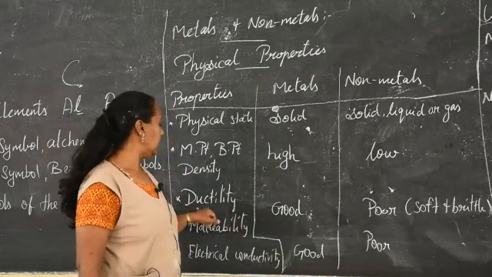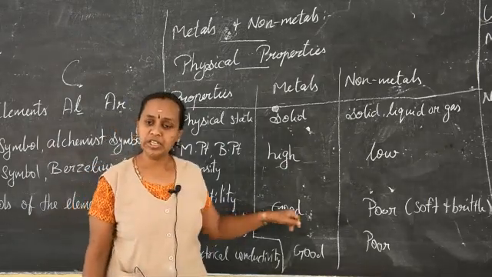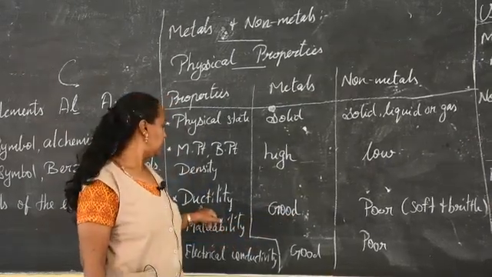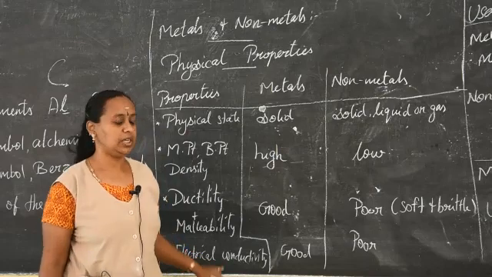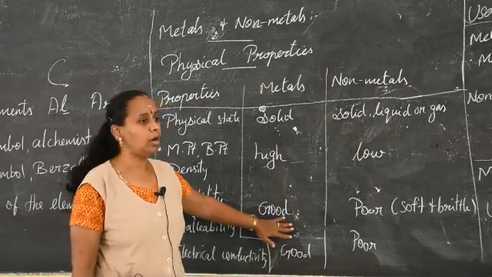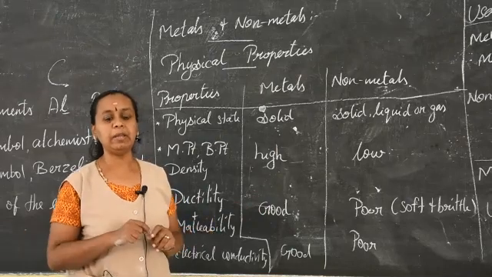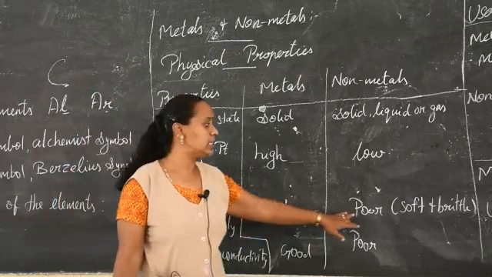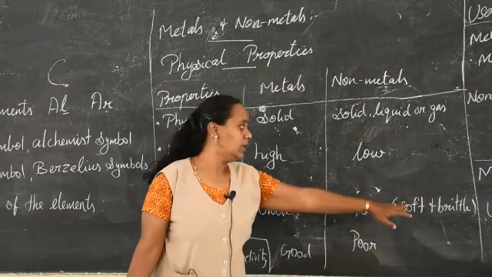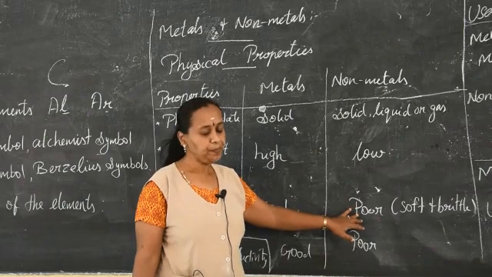So here, ductility and malleability. Ductility means it can be drawn into a wire, you can hammer it, and malleability means it can be drawn into a thin sheet. That's the meaning. For metals, it will be good. You can make a copper wire, an aluminium wire, a thin gold wire. But as non-metals are very soft and brittle, you can't make them into a wire. So it is very poor.